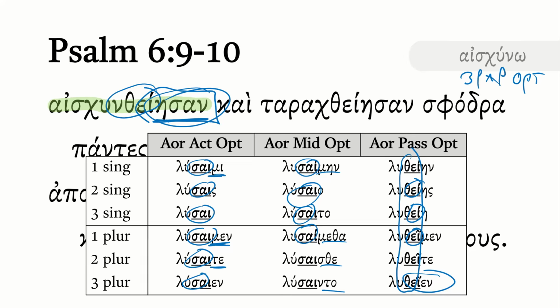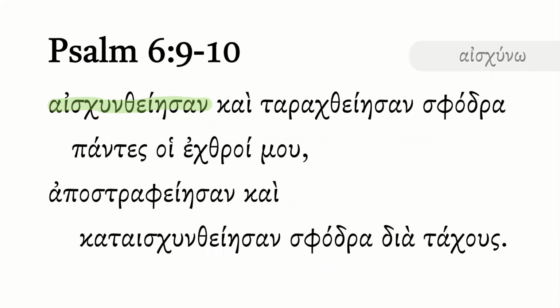So the sense here would be, may these people be ashamed. And we don't know exactly yet who he is talking about. Or, I wish they would be ashamed. It's sometimes difficult to pick up the optative in English. Well, let's move on. The next verb is, again, a third plural aorist passive optative.